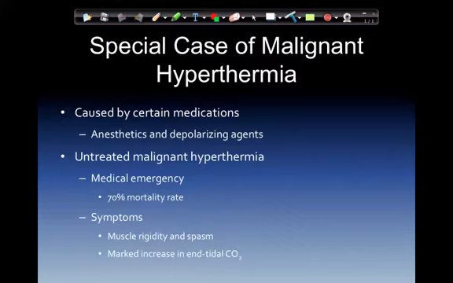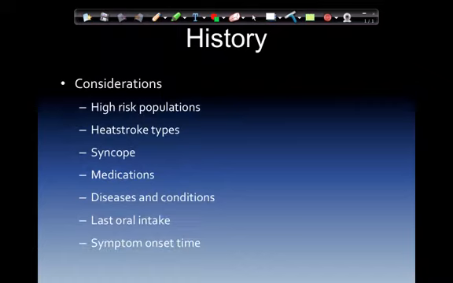Treatment begins with stopping the succinylcholine, introducing hyperventilation with the goal of returning the end-tidal CO2 to normal, and then sometimes dantrolene is utilized as an antidote. It decreases overall core temperature. So, history considerations: high-risk populations include construction, agriculture, restaurant workers, etc.